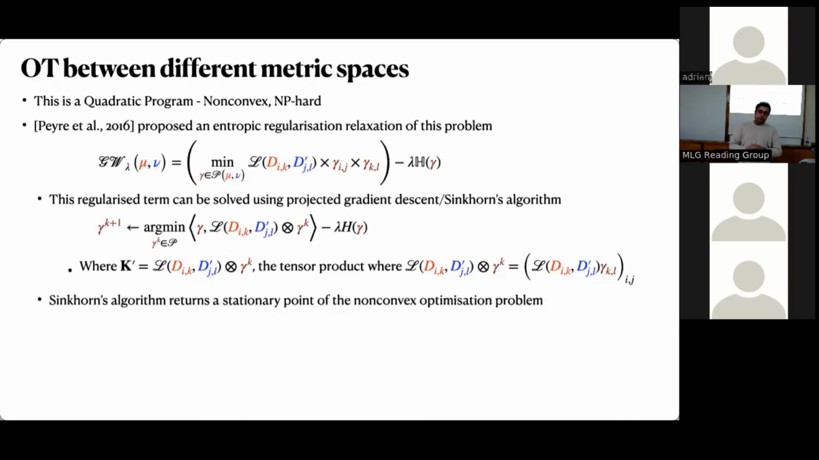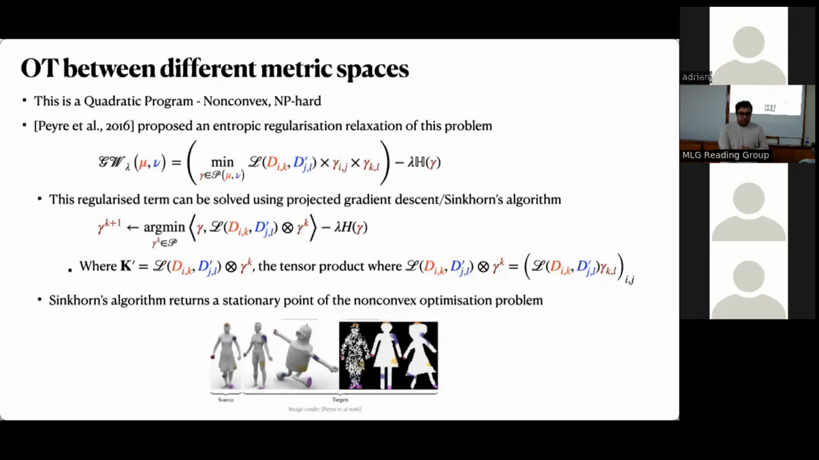But this paper in 2016 showed that if your loss function is of a specific form, which both Euclidean distance and KL divergence thankfully satisfy, then it can be shown that Sinkhorn's algorithm converges to a stationary point of the non-convex optimization. And this tensor product can be simplified into much simpler calculations. I won't go into too many details of that, but I just want to put it out there that it is possible to solve for OT between two metric spaces. And this is an example where they're projecting points from a 3D point cloud onto different 3D shapes that have different metrics designed on them, or 2D point clouds instead.